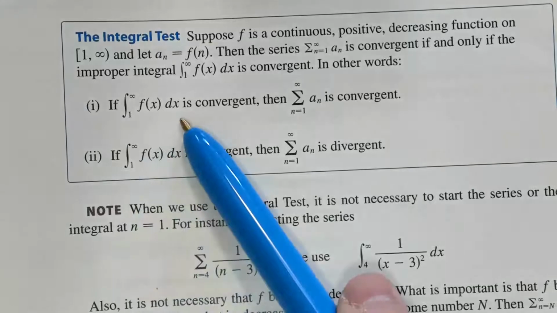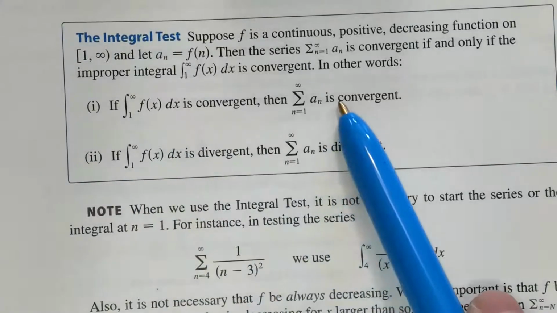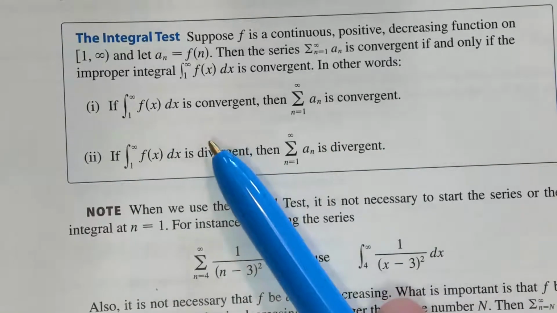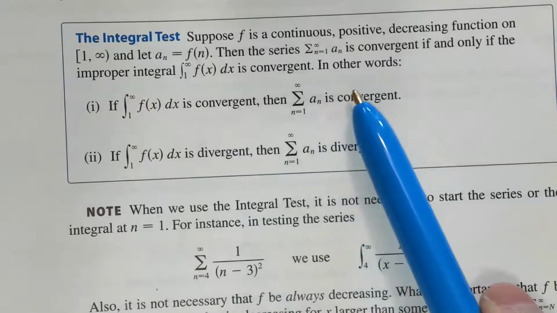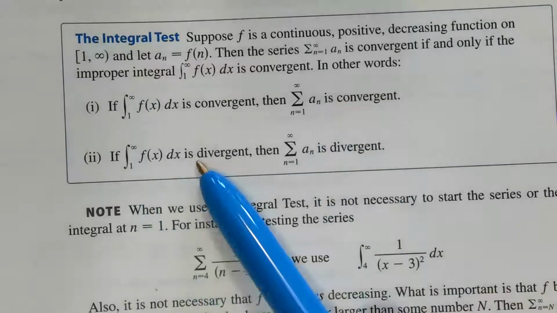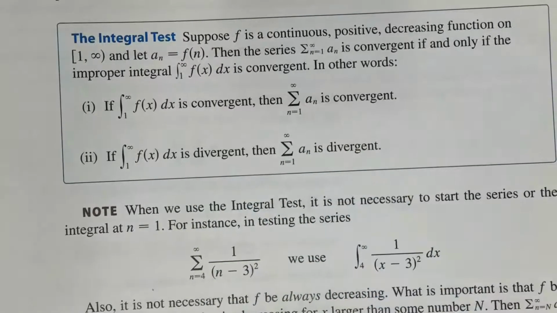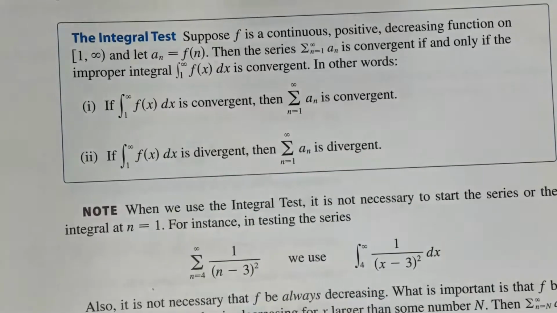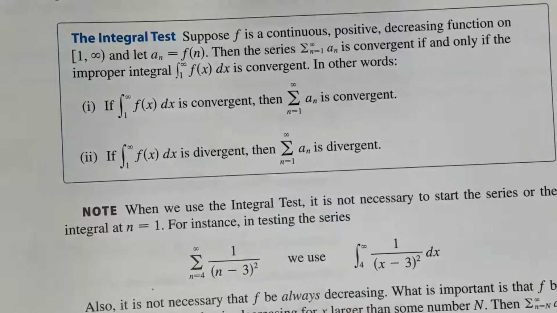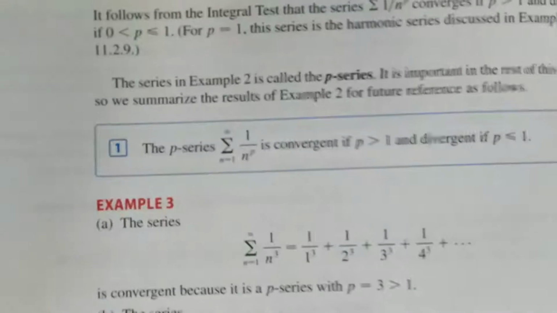So if the integral converges, the series converges. You can just put I, C, S, C. If the integral diverges, I, D, then the series diverges. S, D is good enough for me. Okay, but you will have to prove it by the integral test. And a result of the integral test is the rule for P series.